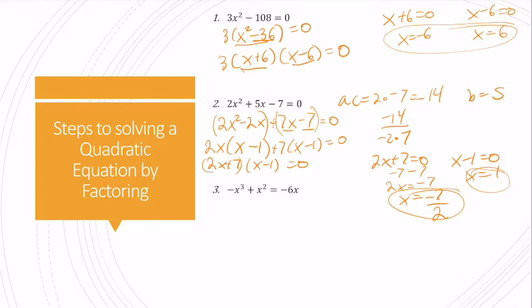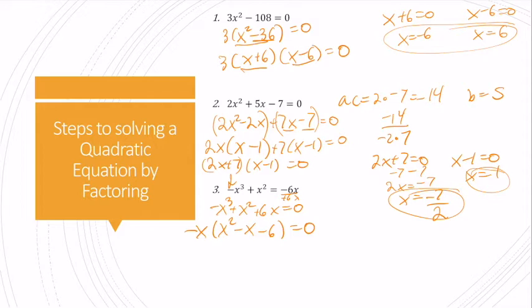Next, I have −x³ + x². I want to subtract this to get to the other side. Well, I'm going to add it: plus 6x = 0. I can pull out the greatest common factor, which is a negative x, because we don't want a negative leading coefficient. So I have −x times (x² − x − 6) = 0.